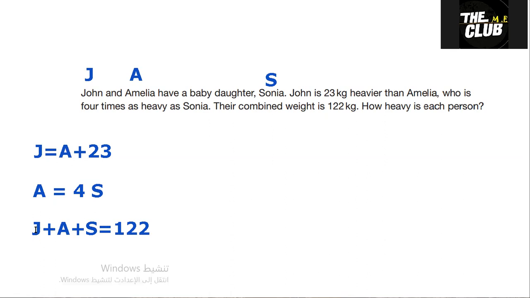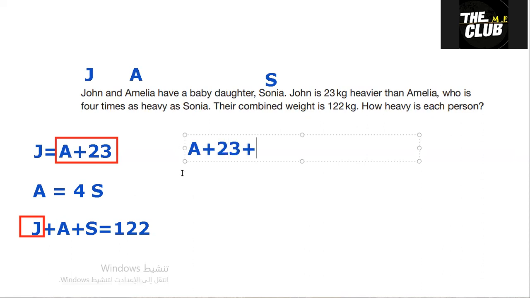We know that J here equals A plus 23. So we can remove this J and put A plus 23 instead of the J because it's equal to J. This is the first step. So we're going to put it here: A plus 23 plus this A. And then the S here, we're going to use this one to find the S.